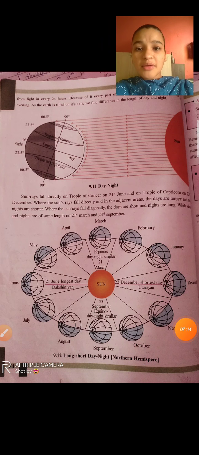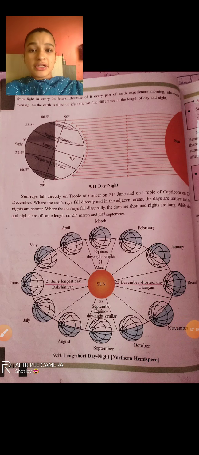No, it is not like that. From light it takes every 24 hours. So for moving the one portion of the earth like this, moving earth, it will take 24 hours. So we'll get light also and we'll get dark also. Because of it, every part of the earth experiences morning, afternoon and evening.